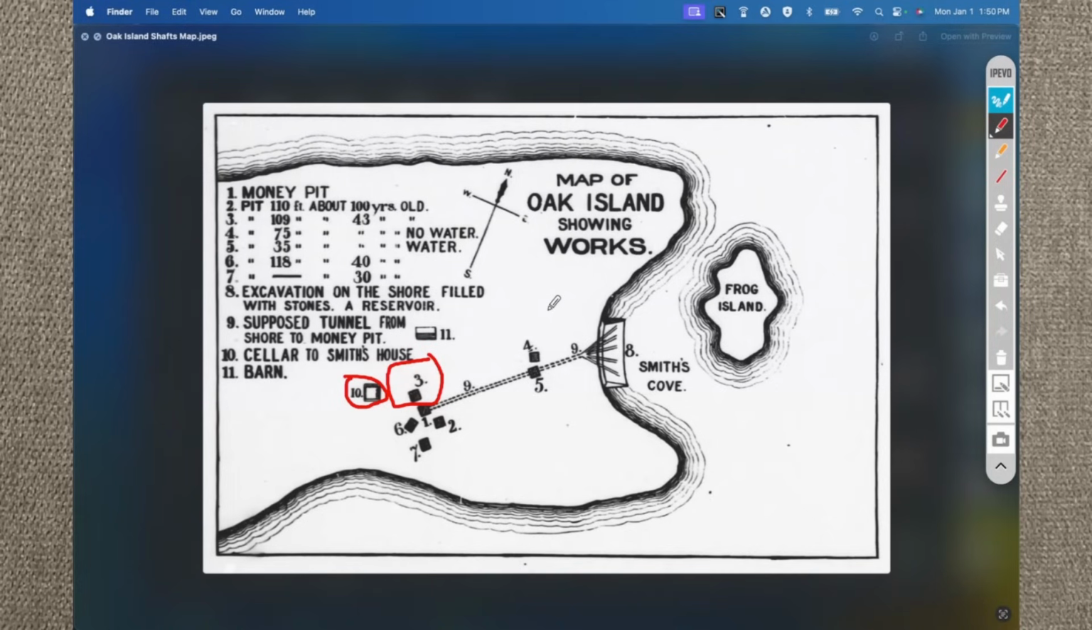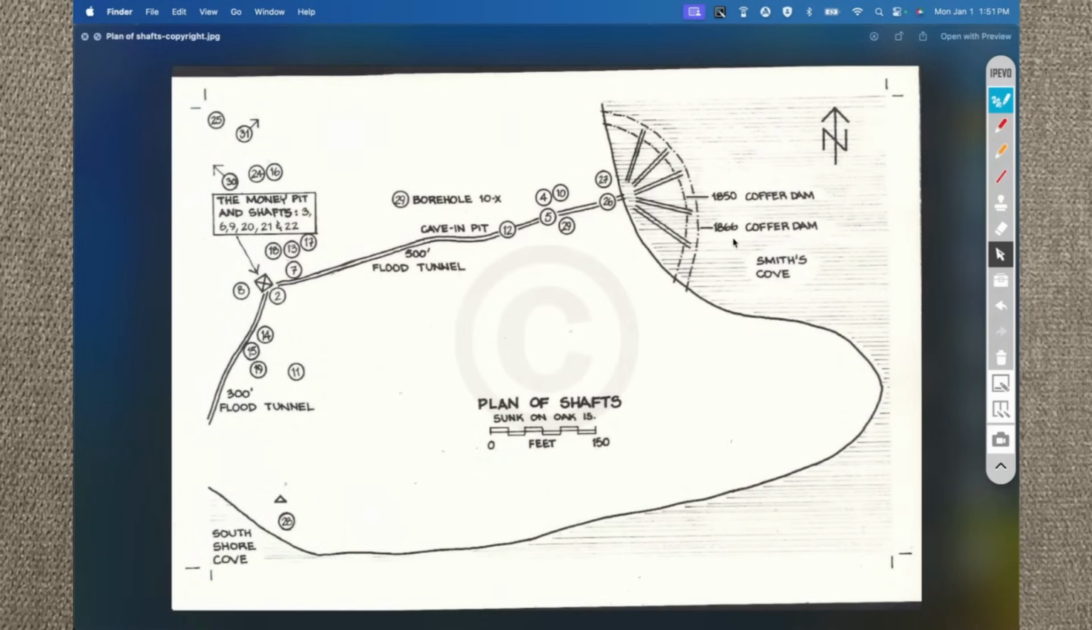Number 8 is the excavation of the shore filled with stones and a reservoir. And you can also see the supposed tunnel, which was your flood tunnels. That's number 9. And then the cellar to the Smith's house. Remember, we talked about that in a previous episode about how the Smith house was sitting in the money pit area. Here's another map that we were looking at. And this one shows again shaft number 12 over here at the cave-in pit and shaft 17, where we think is the garden shaft right there.